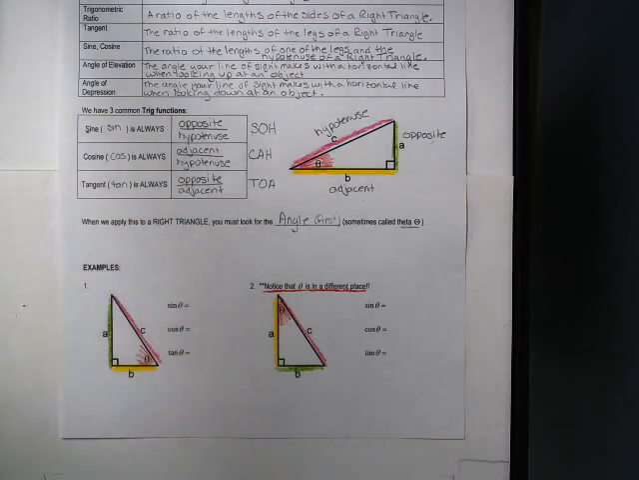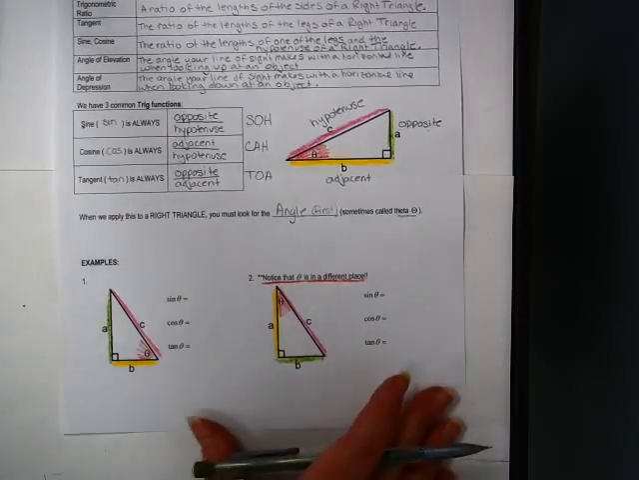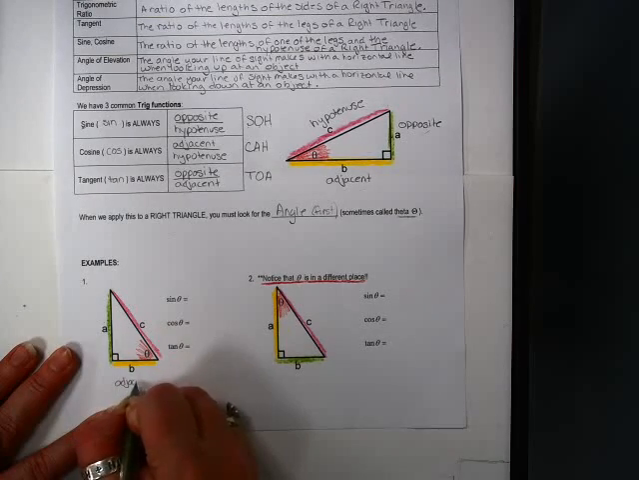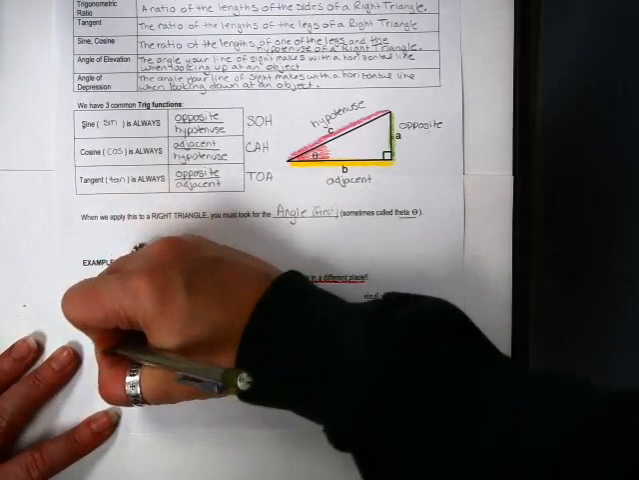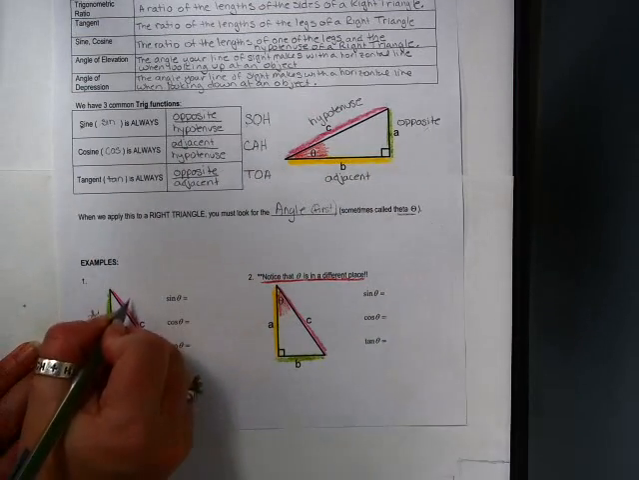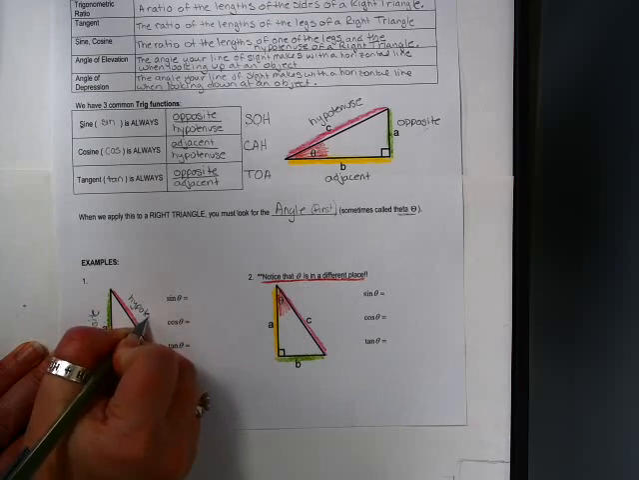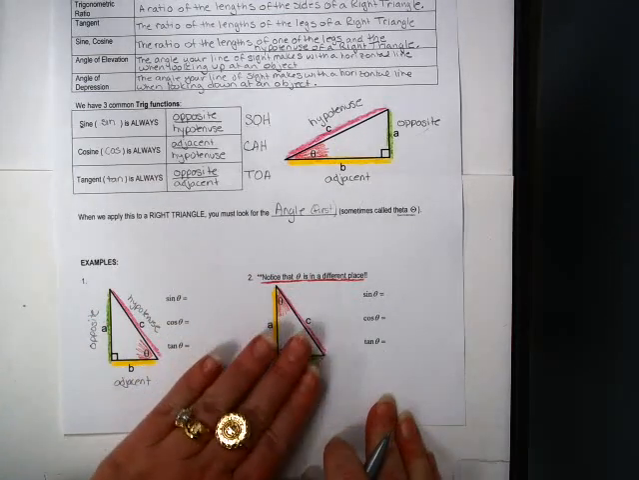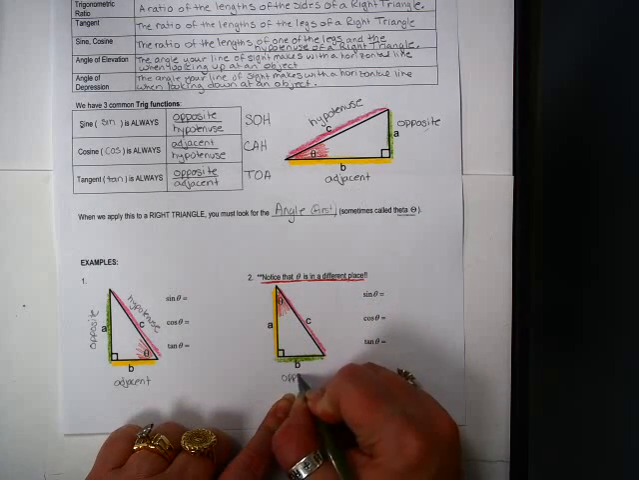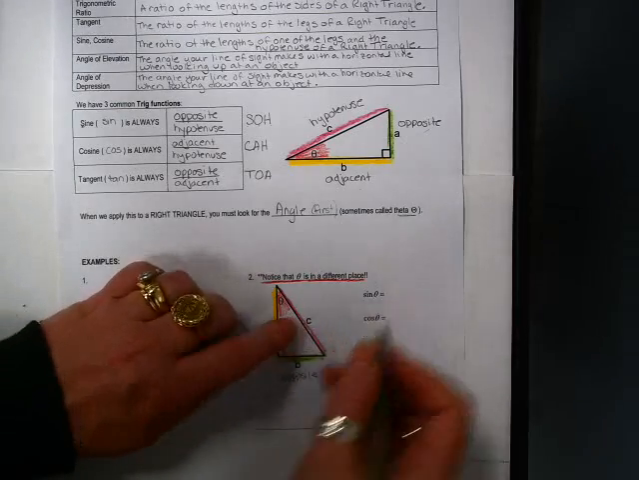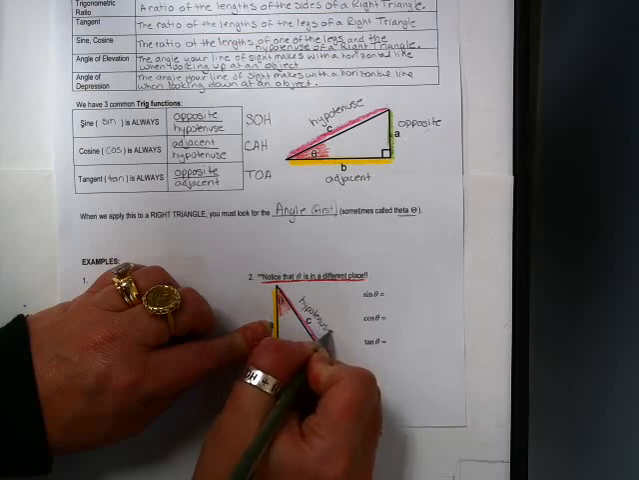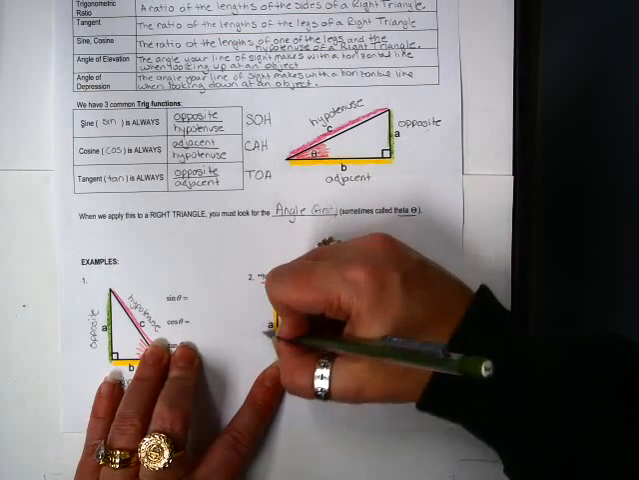Okay, so now if I'm going to use SOHCAHTOA, let's go ahead and put these words: adjacent, opposite, and hypotenuse. And I'm going to label this one as well. This one's across from, so that's opposite. This one's hypotenuse because it's across from the right angle. And this one helps make the angle, so this is adjacent.